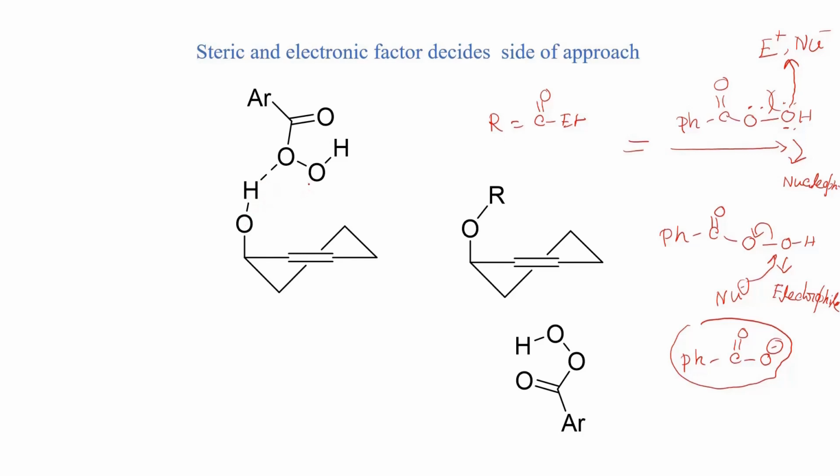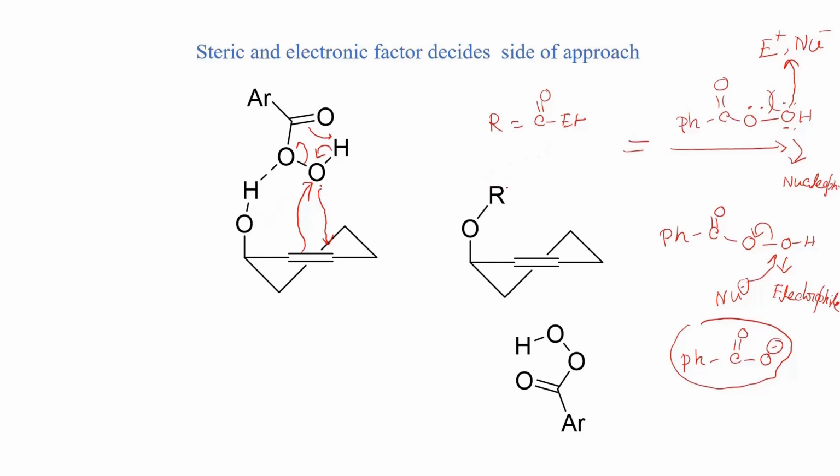So the reaction mechanism is like this. This oxygen lone pair first donates here, so it is behaving as a nucleophile. And again, it will act as an electrophile, so it will take the double bond electrons. This bond will come here, this will take, and this will break. So we'll get our product from the same side as this OH group.